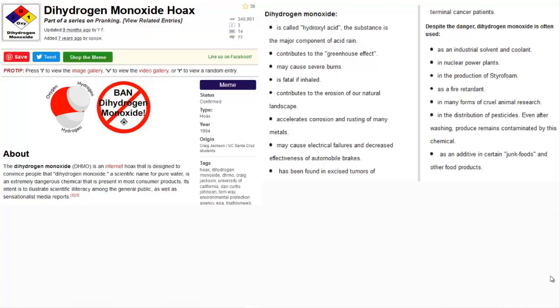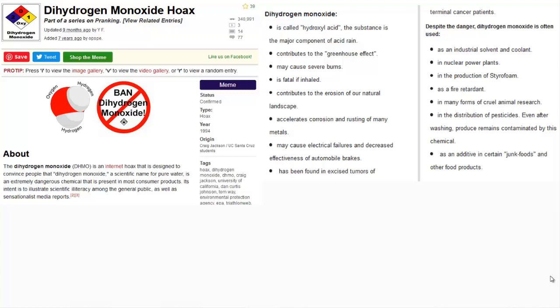It's fatal if inhaled. Yeah, you can drown. May cause severe burns. Yeah, if it's too hot, it burns you. Scalding. Contributes to the greenhouse effect. Right, because water vapor carries heat. Accelerates corrosion. Yes, water rusts things. Can cause electrical failure. Yes, because if you put water onto a computer, it'll fry itself. So you notice these things are all true.